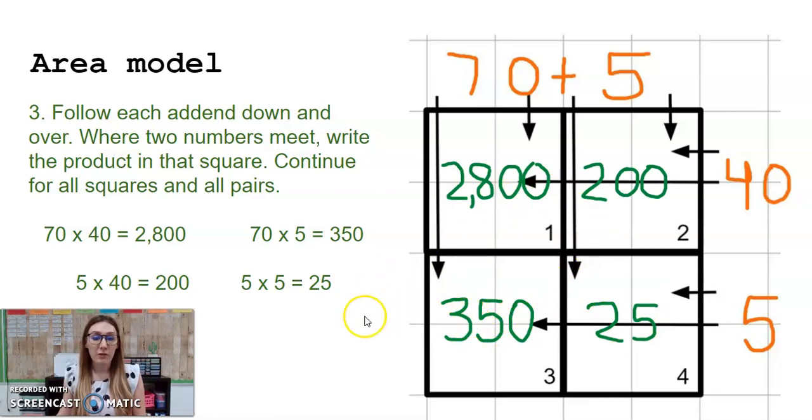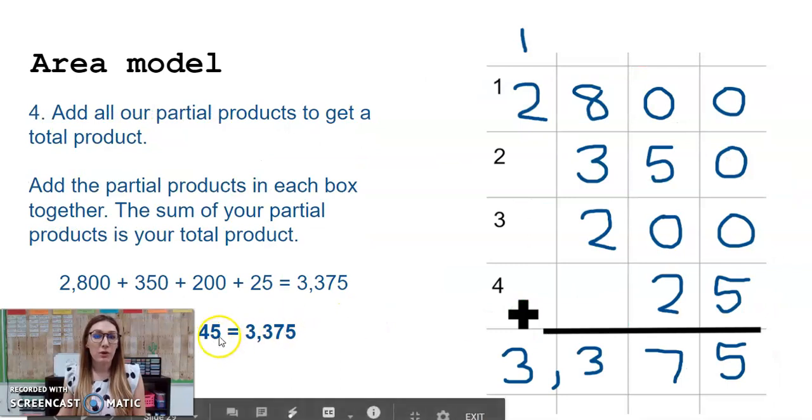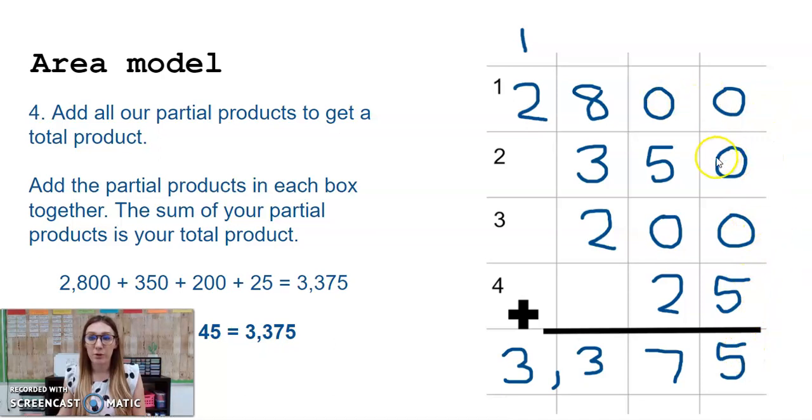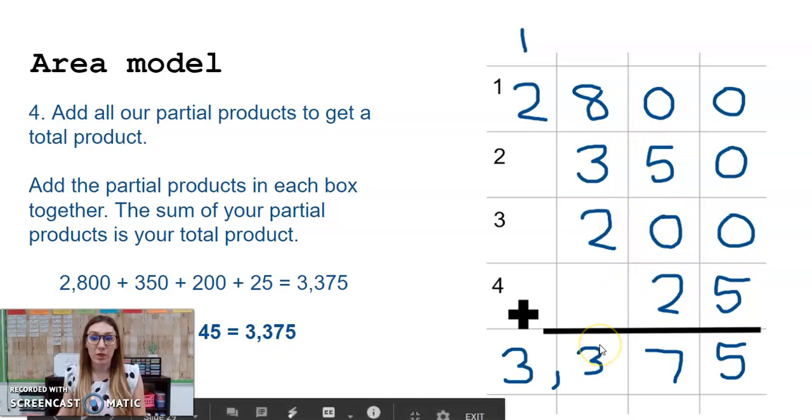Now that I have all my partial products, I'm going to add all of our partial products to get a total product. Let's make sure that our place values are lined up. All my ones, tens, hundreds, thousands are lined up. So 0 plus 0 plus 0 plus 5 equals 5. 0 plus 5 plus 0 plus 2 equals 7. 8 plus 3 plus 2 equals 13. So I'm going to drop the 3, carry the 1. 1 plus 2 equals 3, for a total product of 3,375.